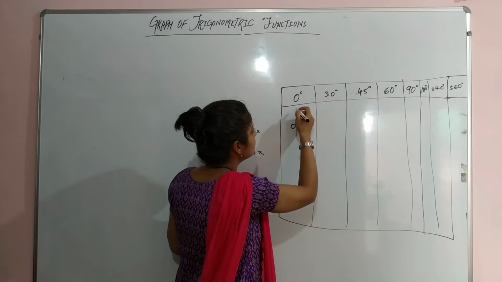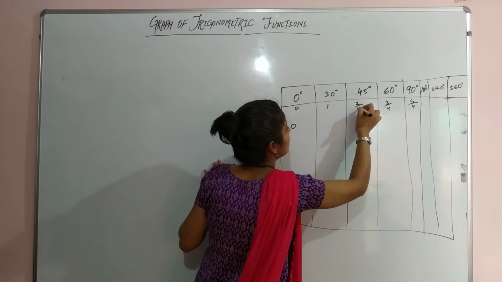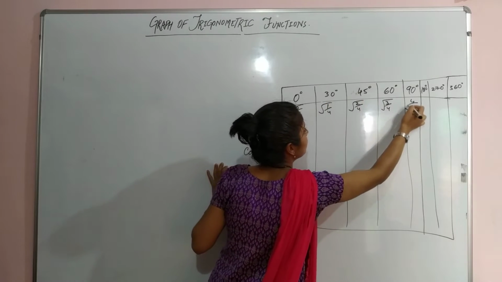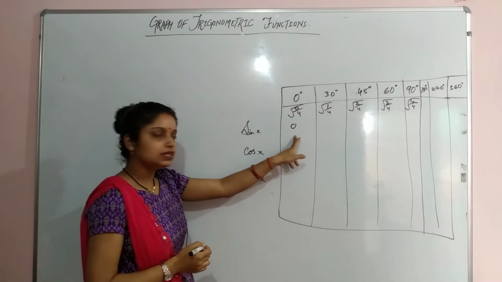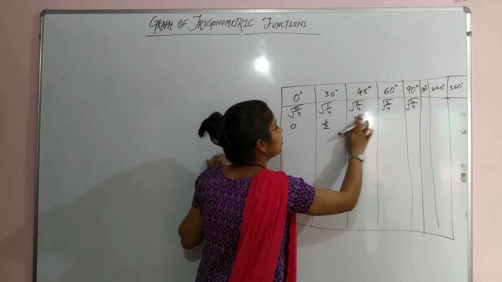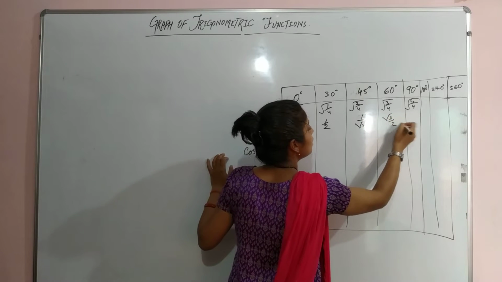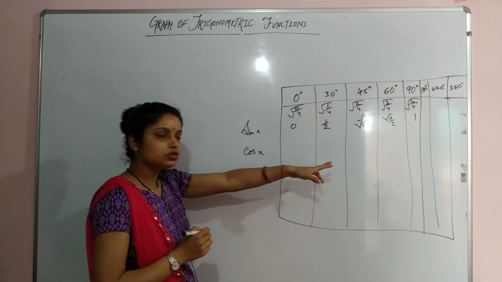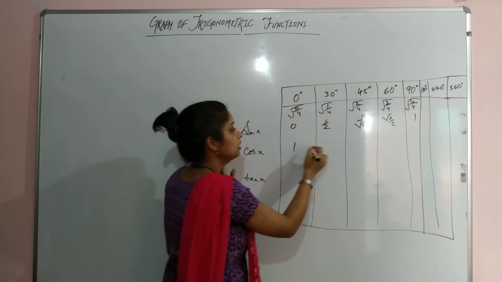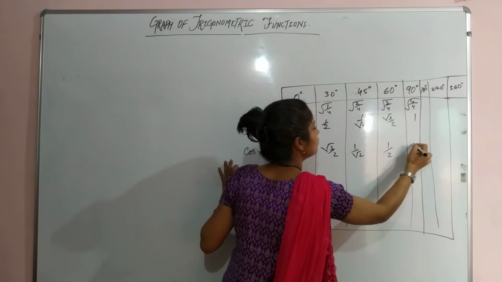For 0, this way you can find out: take 0, 1, 2, 3, 4, divide by 4 and take the square root over it. So you can observe that sin 0 is 0, sin 30 is 1 by 2, this is 1 by root 2, this is root 3 by 2 and this is 1. These are the values for sin x. For cos x, you just have to write in reverse order, that is 1, root 3 by 2, 1 by root 2, 1 by 2 and 0.